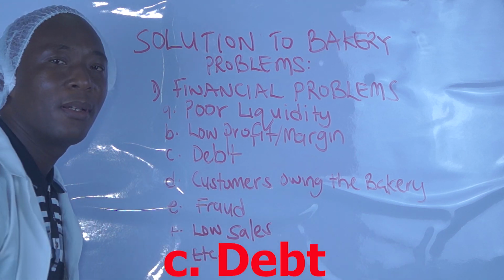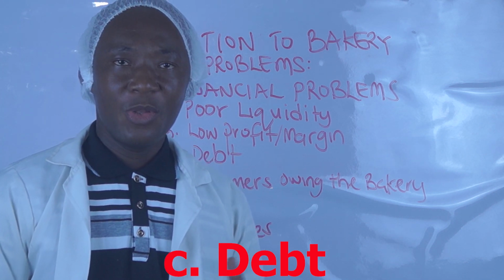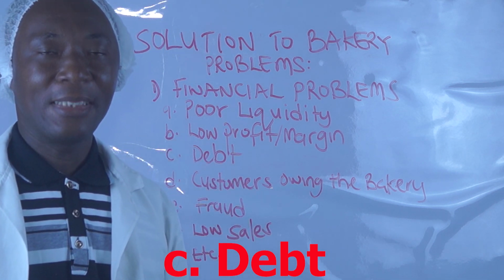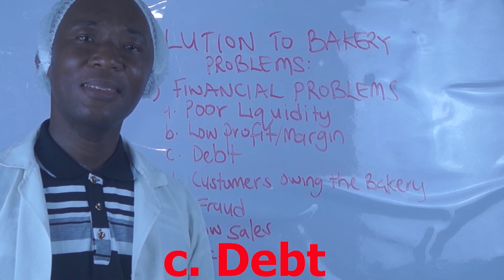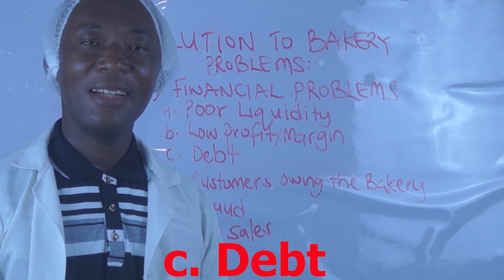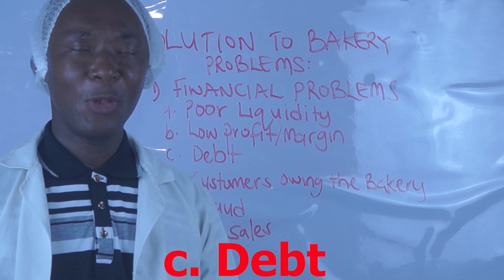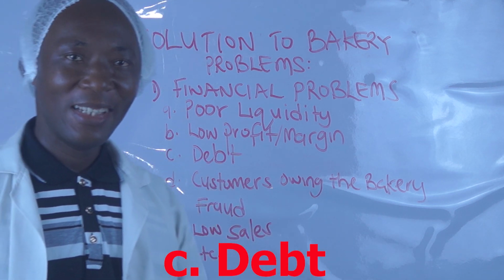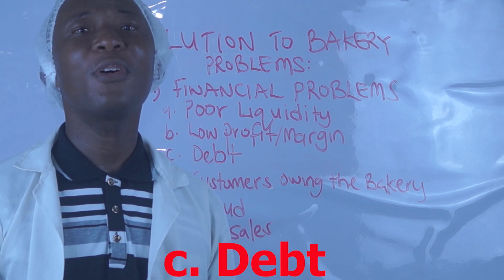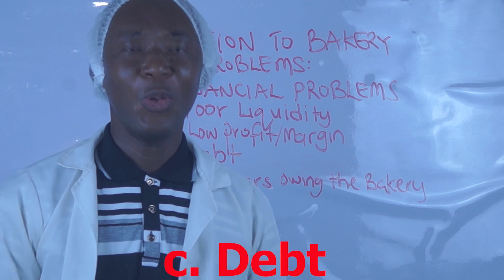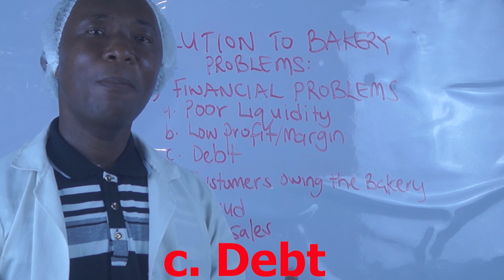The next is debt. I always advise bakeries that want to get a facility or a loan from a financial institution to actually look at the terms and conditions and the interest rate of the loan they are taking, or the grant they are taking, or the money they are taking from somewhere that they are going to pay back, before they actually get that loan or that grant or that investment, because you are going to pay back.